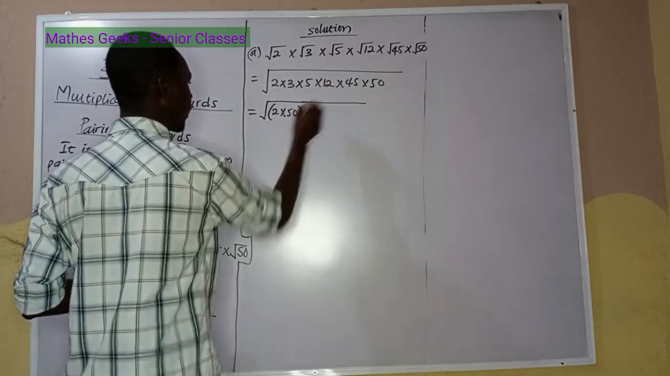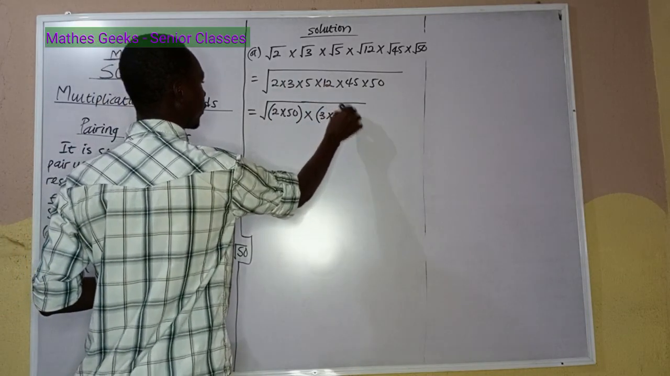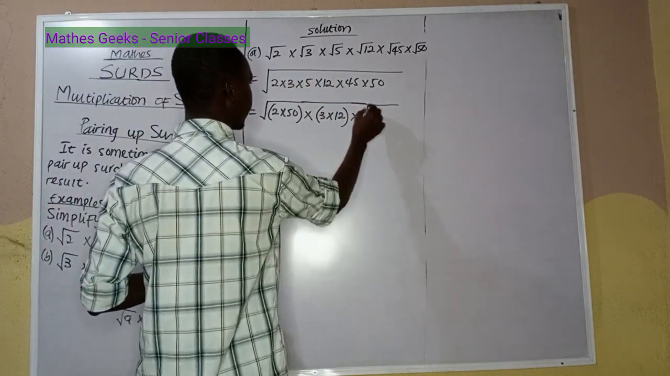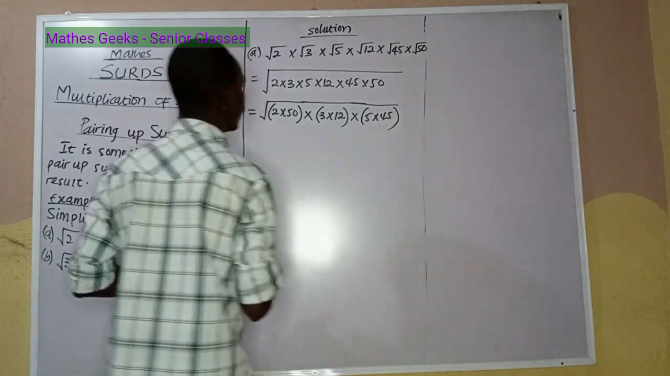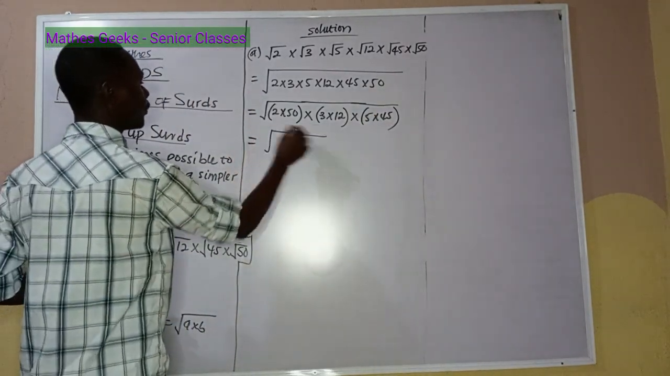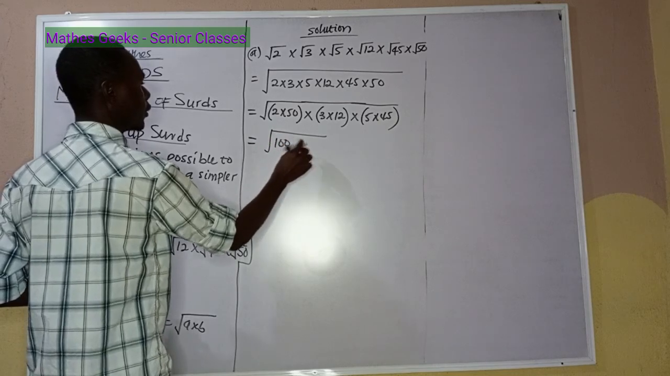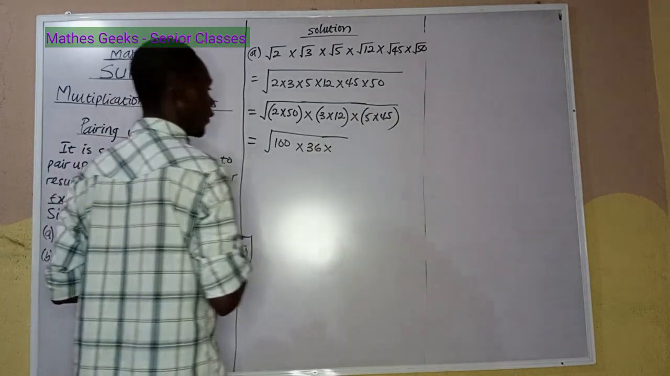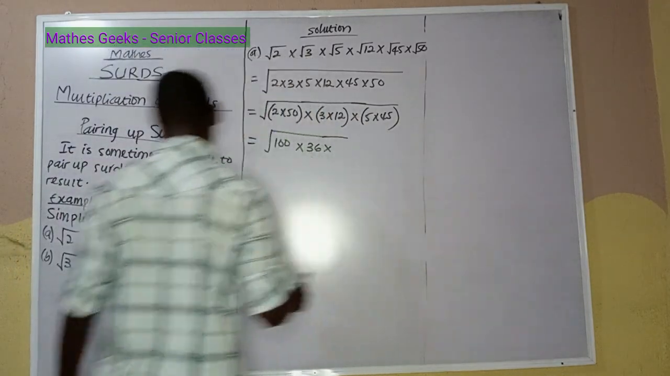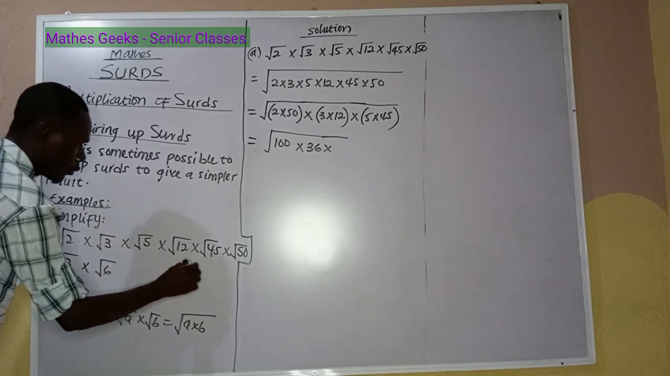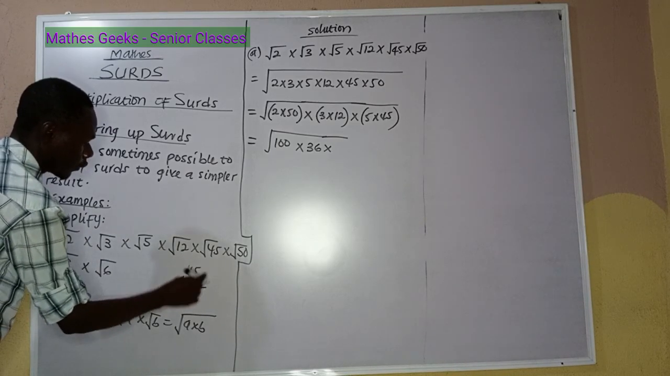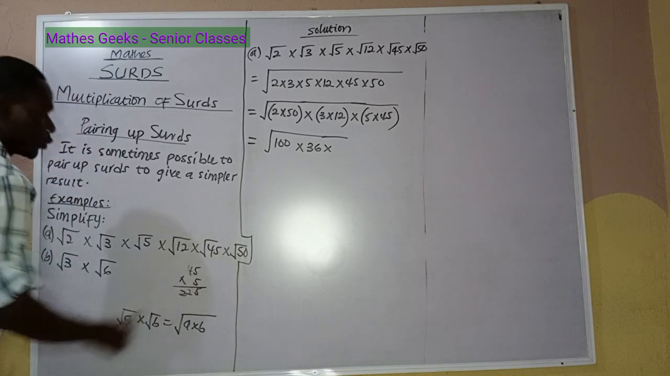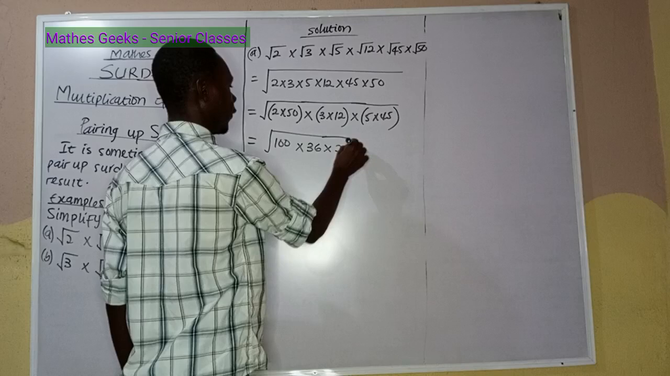3 times 12 will give me 36. So 36 is a perfect square. So the next one is 5 and 45. So 5 times 45. Okay, so now this will give me 2 times 50 is 100, times 3 times 12 is 36, times 5 times 45. That will give me 225. Let's confirm. 45 times 5. 5 times 5 is 25. 5 times 4 is 20 plus 2 is 22. So it's giving me 225.